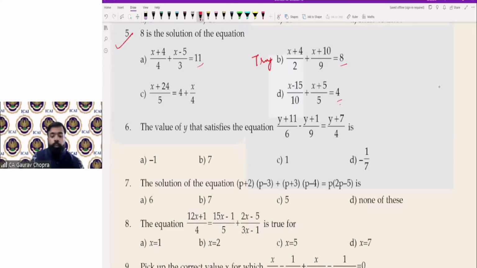So I'll put 8 in the options. 8 plus 4 by 2, and x plus 10 by 9, so 8 plus 10 by 9. So how much are you getting? 6 plus 2, that is 8. Yes, option B is correct. That's it.